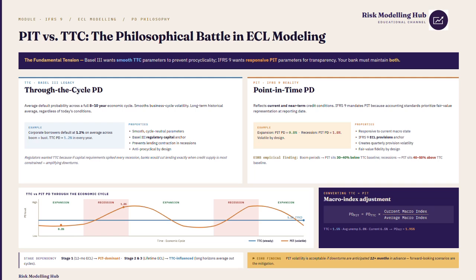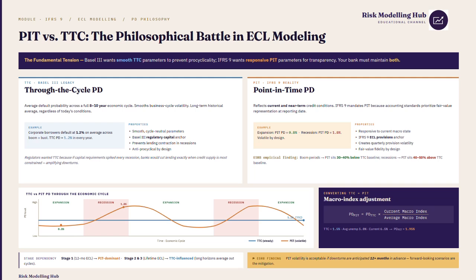So if you look at the chart below, it shows the tension visually. TTC stays flat through the cycle while PIT oscillates with the economy. During recession, PIT shoots up very high, right? But TTC still remains stable. And during expansion, PIT drops, but TTC stays constant. So you use TTC as your baseline, but then adjust it with a macro index that reflects the current conditions. We'll see that in the upcoming examples as well.